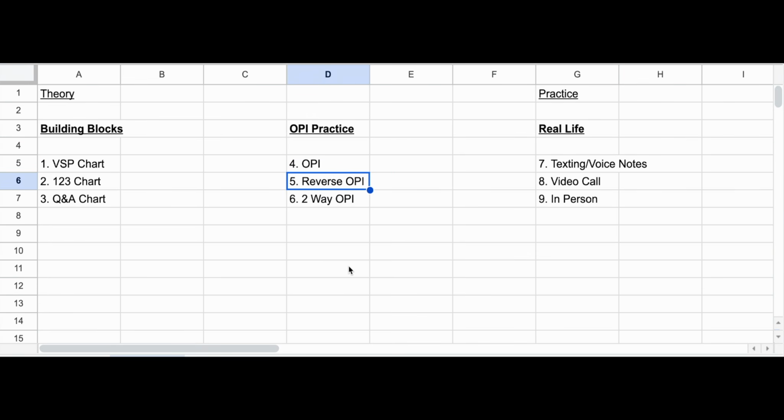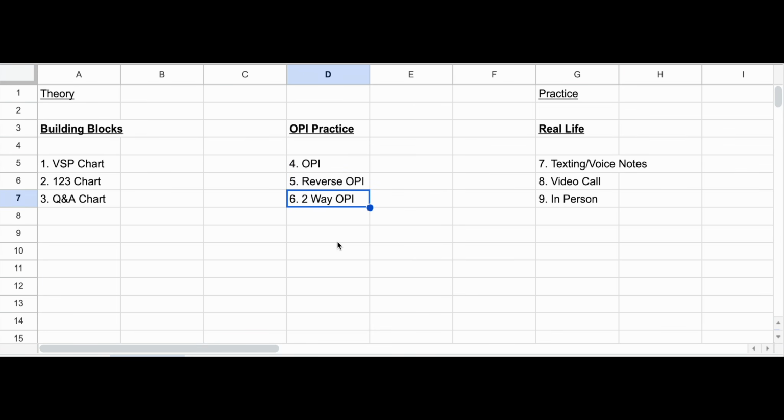Now, reverse OPI is you're studying Spanish, you ask me questions, okay? And the idea there is that it's a little easier for you to ask questions than it is to answer questions because you get to control the flow, okay? One way or another, those two OPI styles are one way.